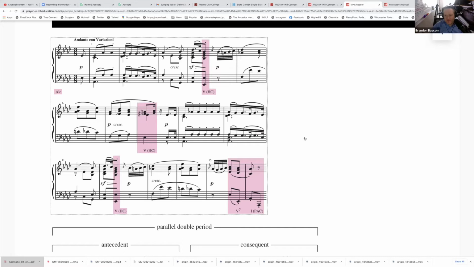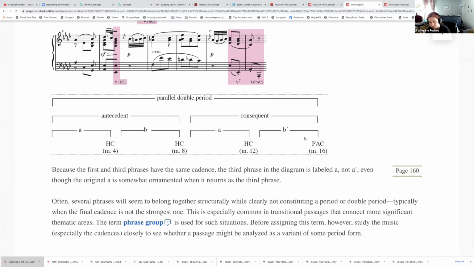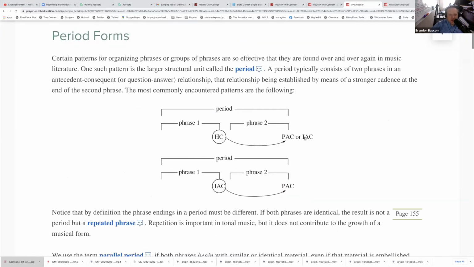Is it a period if you have a half cadence and then a half cadence? Sure. So what the book starts out with is the typical, most commonly found periods, but it doesn't have to all be that.